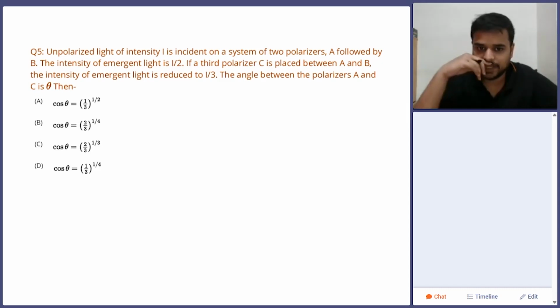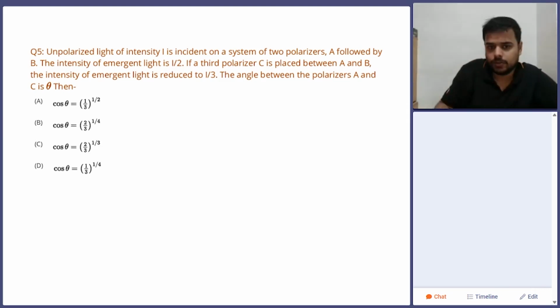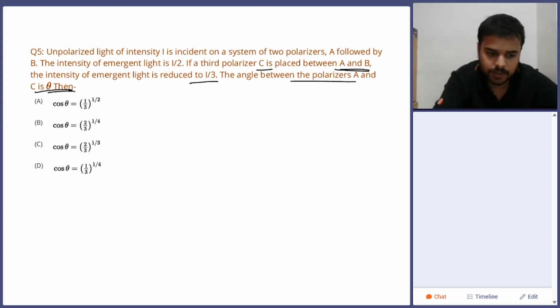Unpolarized light of intensity I is incident on a system of two polarizers A followed by B. The intensity of emergent light is I by 2. If a third polarizer C is placed between A and B, the intensity of emergent light is reduced to I by 3. The angle between polarizer A and C is theta, then cos theta will be equal to what? This is a good question from wave optics. The polarizer part we have to understand very properly, otherwise it becomes really difficult.